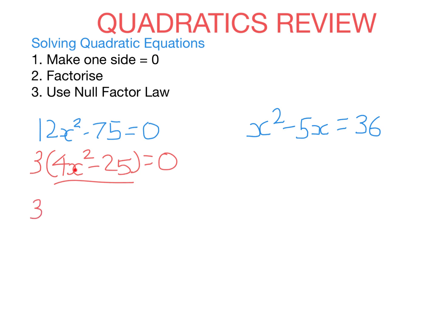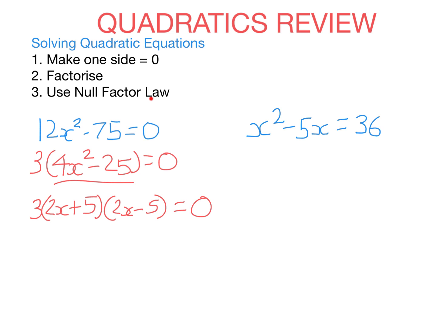Now I have perfect square minus a perfect square. For that we use difference of 2 squares. So we get 2 brackets. We square root the first. Square root of 4x squared is 2x. We square root the second. Square root of 25 is 5. One bracket gets a plus, one gets a minus. So I've done step 2 and factorised.